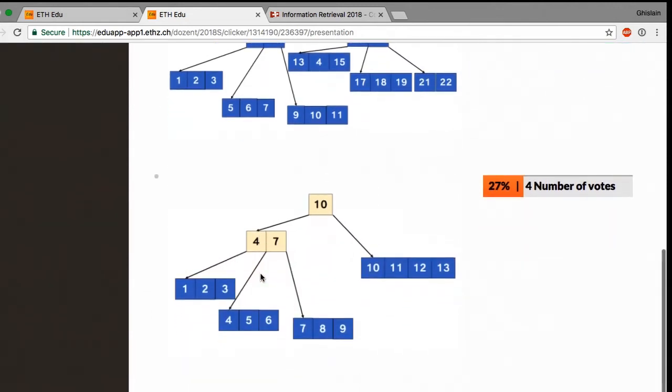Next, why is this one not a B plus tree? Anybody? Because in a B plus tree, the leaves must all be at the same depth. We cannot have these kind of things. We cannot have some here at depth 1 and some others at depth 2. It needs to be everything at the same depth. So this is why that is not a B plus tree.